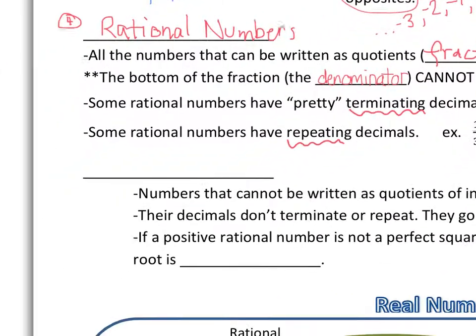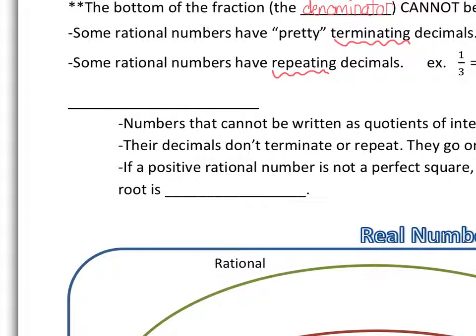Now we talk about their opposite. Their opposites are irrational numbers.